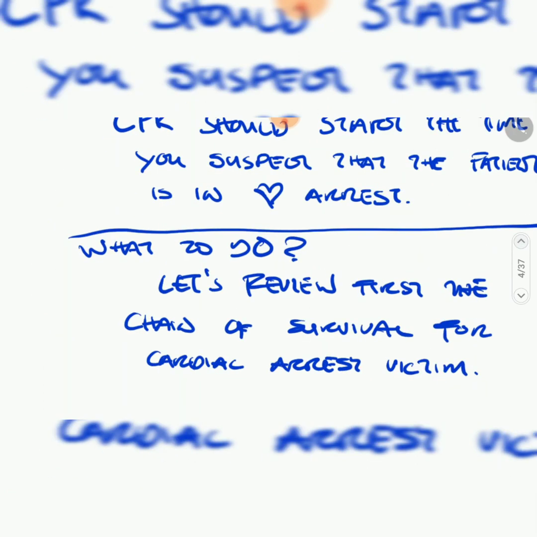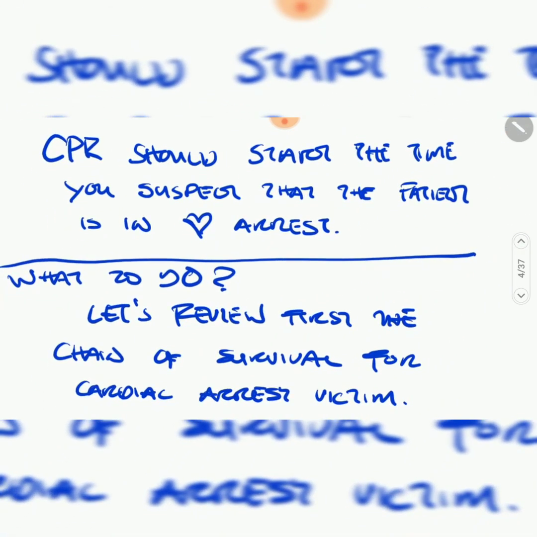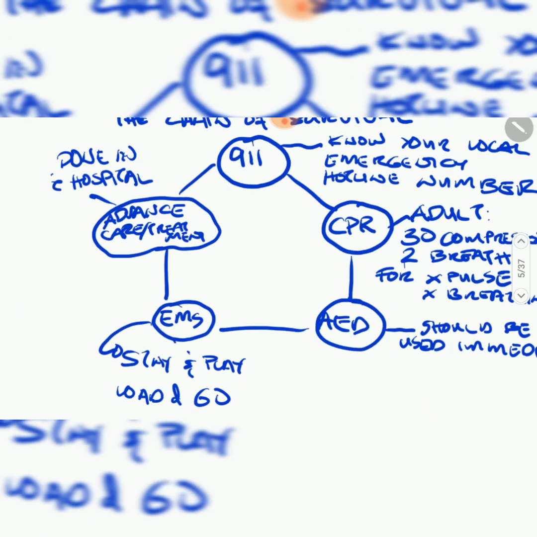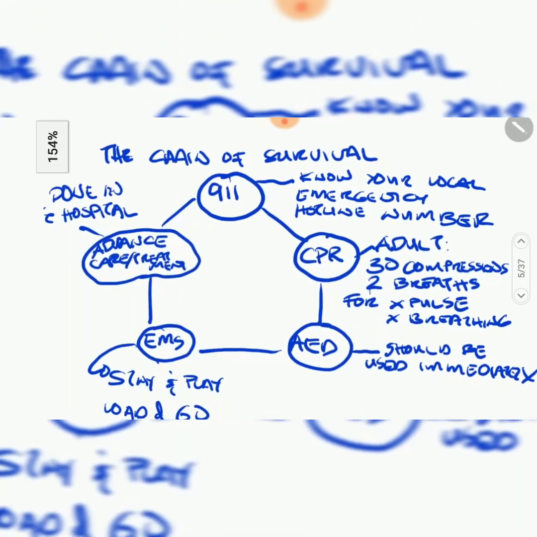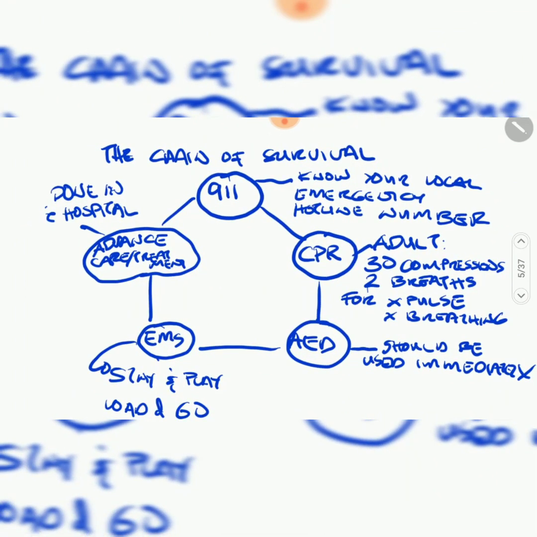So let's go to the next one. CPR should start the time you suspect that the patient is in cardiac arrest. What to do? Let's review first the chain of survival for a cardiac arrest victim. The chain of survival includes calling 911. It's about calling the emergency hotline number, asking for help so that immediate personnel will rush to that area, providing help to the cardiac arrest victim.